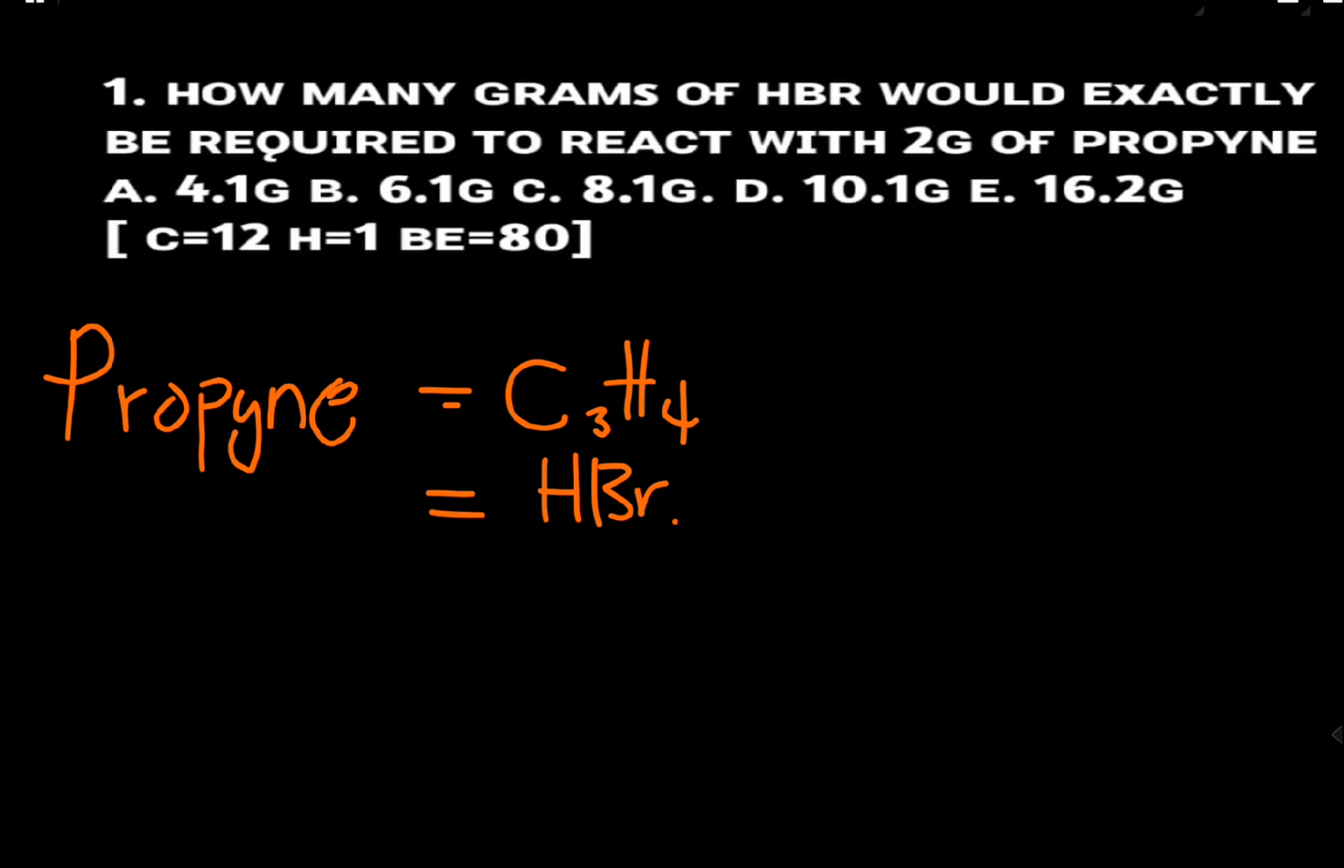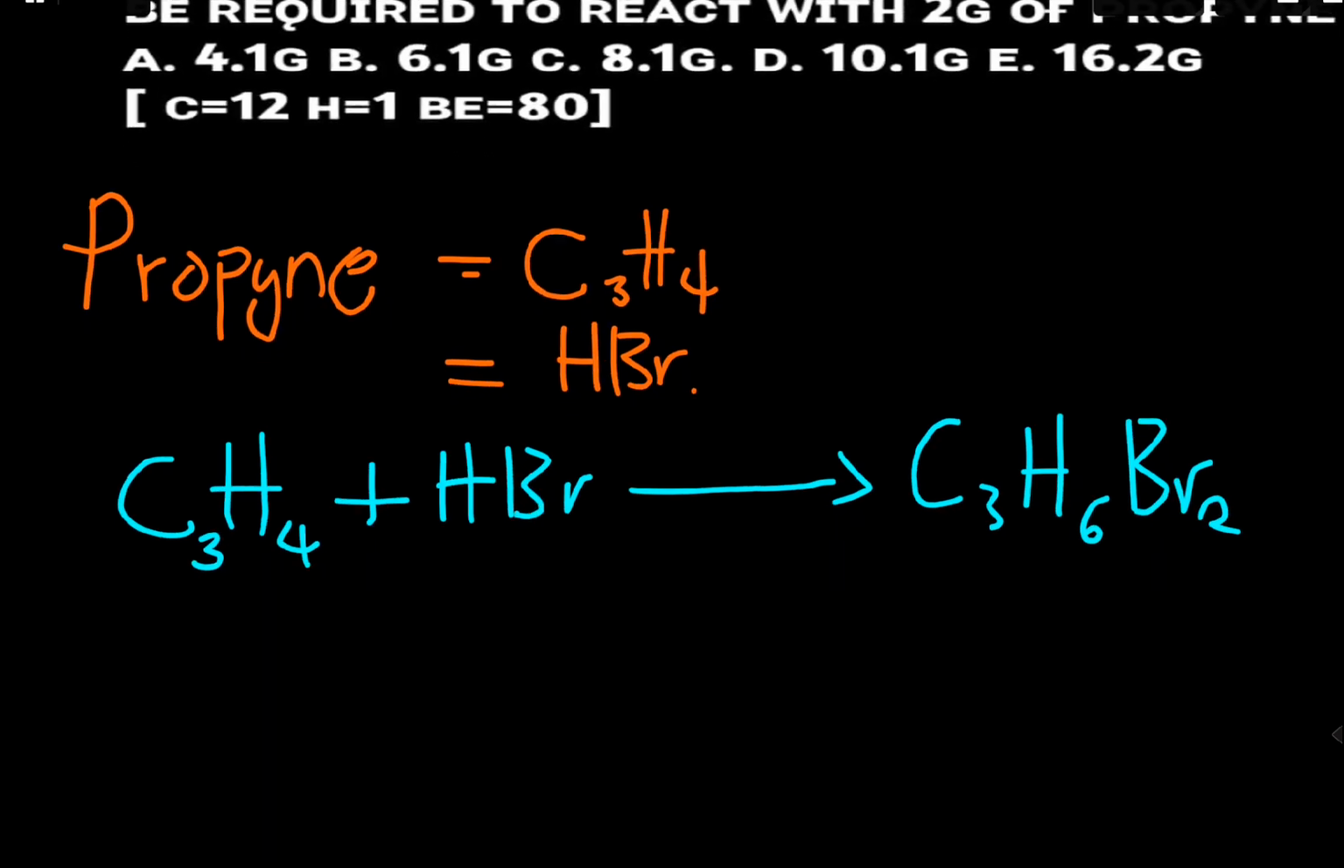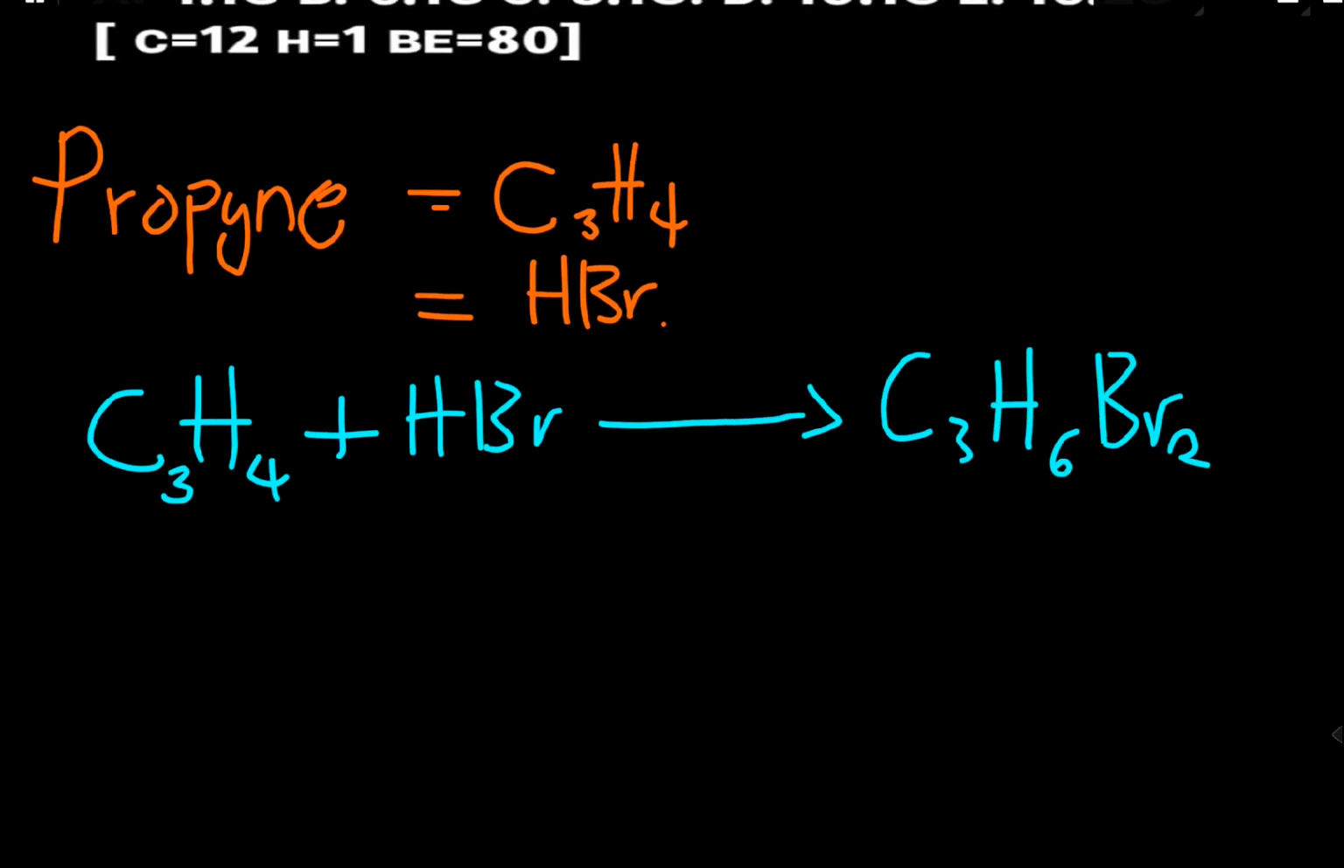Balance your equation, and that will be, you say, C3H4 plus HBr. This would give us C3H6Br2. And so this equation is not balanced. In order to balance this equation, note we have bromine on the product side, that there's 2 bromine, then on the reactant side there's just 1 bromine.